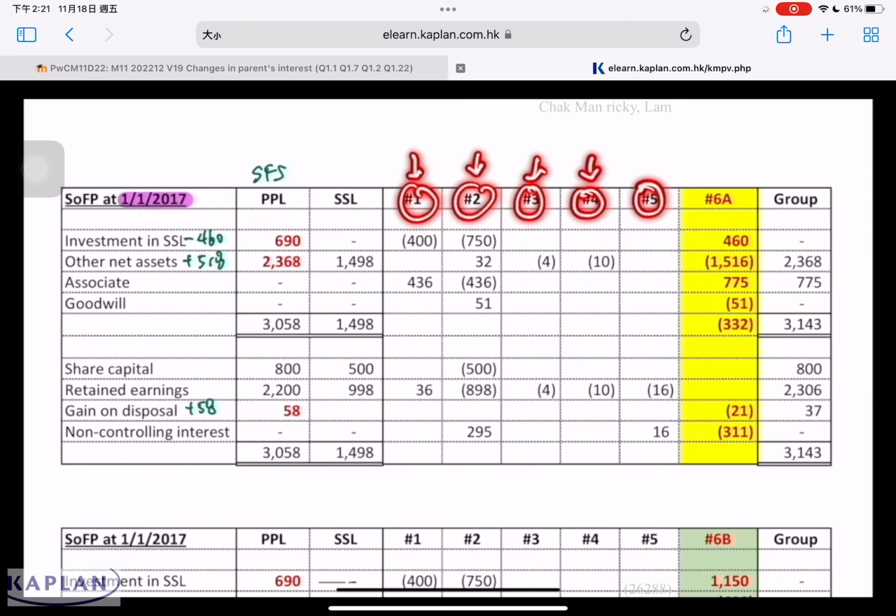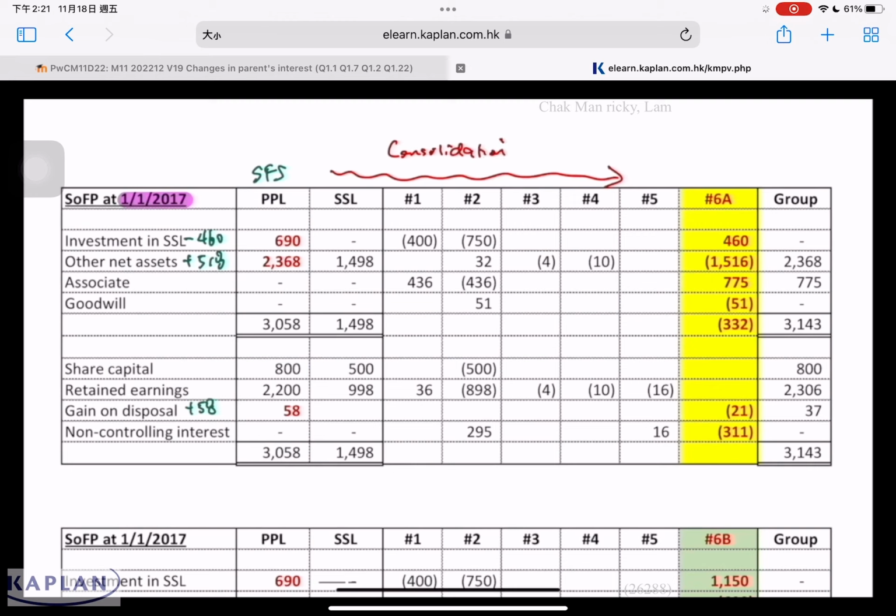Number 4 is to adjust for error. Number 5 is to let NCI share. Now we look at entry number 6. This is the proper step. We do a consolidation. Then after that, we do a deconsolidation when the control is lost. This is the entry we passed earlier on.